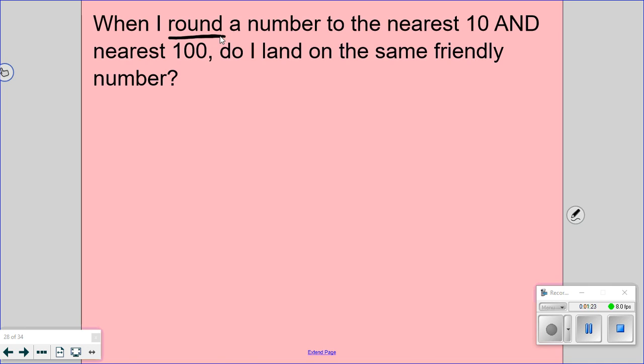What are your thoughts? Do you think if I were to round the number to the nearest 10 and to the nearest 100, would I end up at the same friendly number? Or would they be different friendly numbers? What do you think? Take a second, look at what we've done so far. Flip back, look at the number lines we've done over the last couple of days. Do you think rounding on a nearest 10 number line and the nearest 100 number line, would I land on the same number? Evelyn, what are your thoughts?